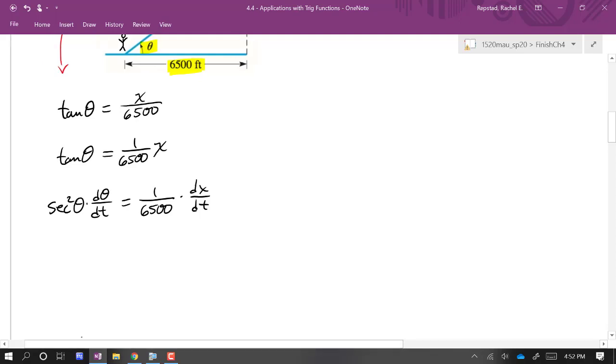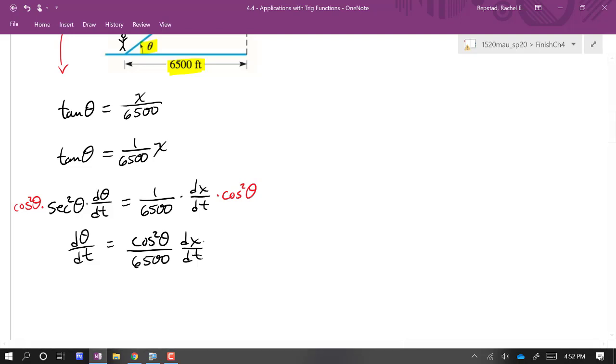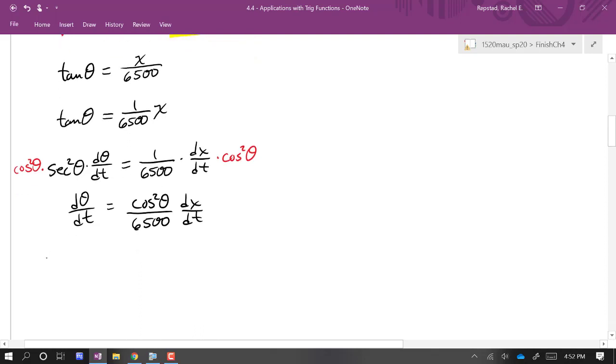So in order to solve for d theta dt, we would divide by secant squared. Now that's the same as multiplying by cosine squared, because these are reciprocals. So d theta dt is cosine squared theta over 6,500 times dx dt. Now we know the value of d theta dt at theta equals 0.6702 radians.